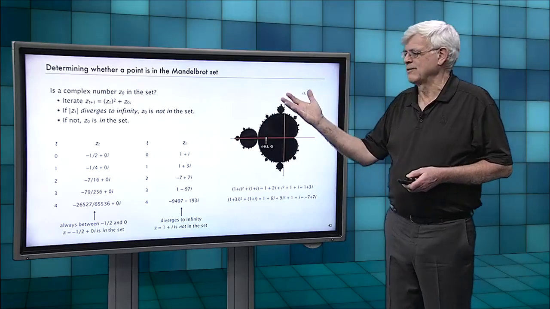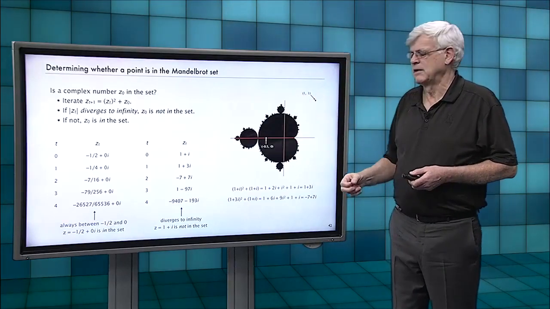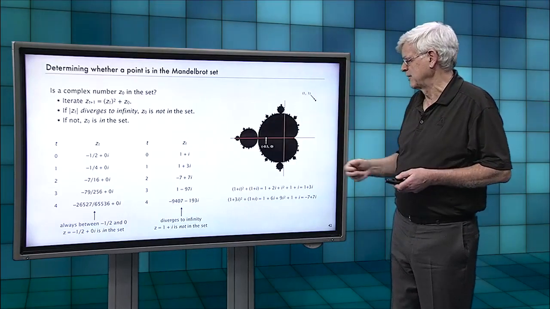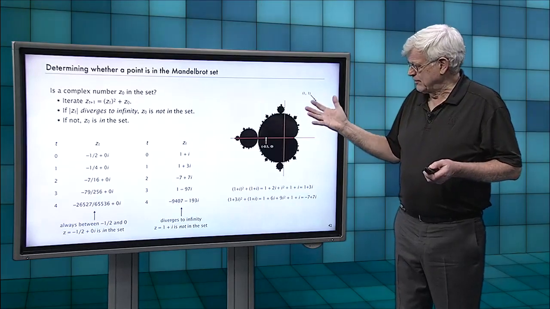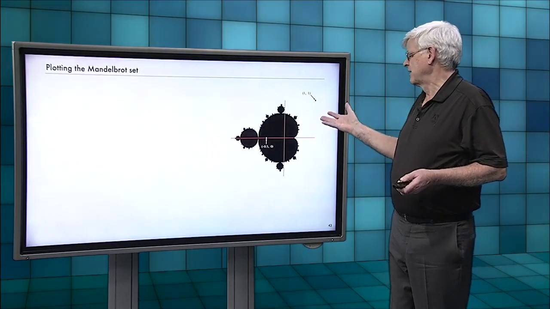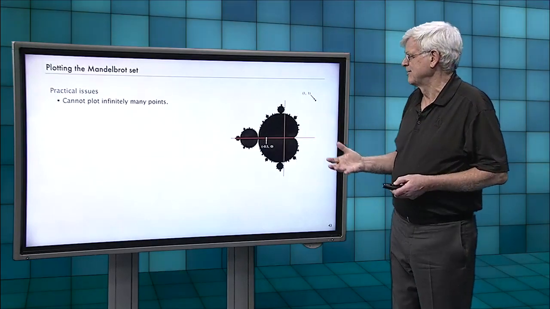You have to do this iteration, and you have to know, does the thing grow without bound or not? Does the absolute value of the number grow without bound or not? So that's the next challenge, is to figure out how to actually plot this. And there's definitely some practical issues.